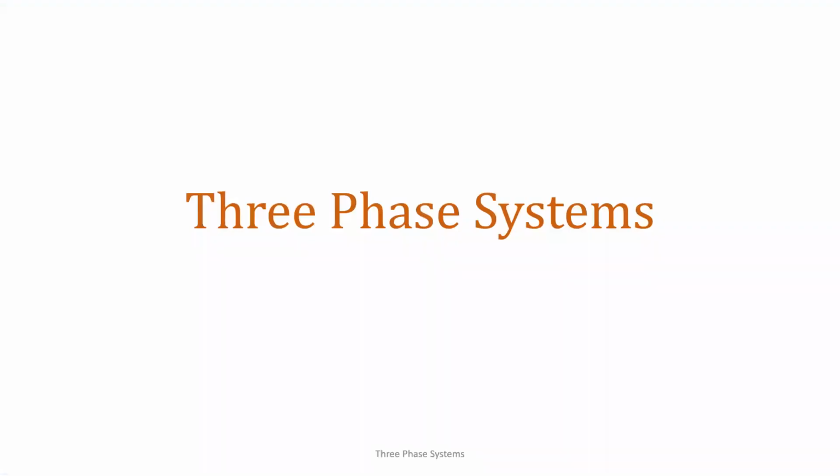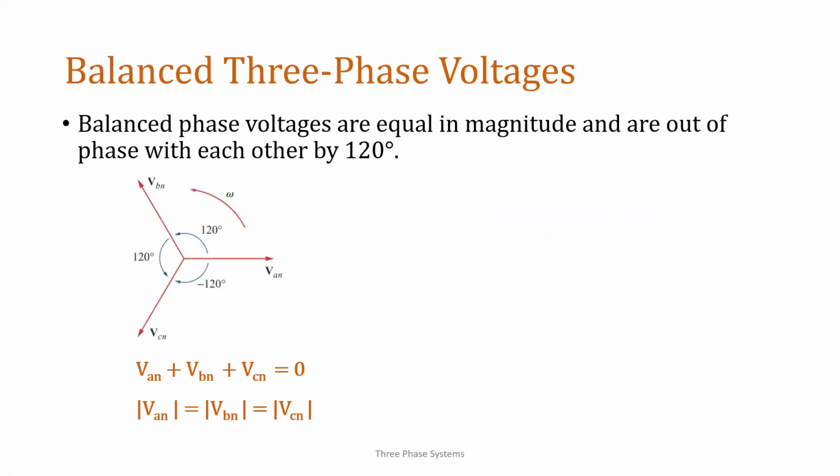A three-phase system is equivalent to three single-phase circuits. So, if the voltage sources have the same amplitude and frequency, and are out of phase with each other by 120 degrees, then they are considered balanced. So we have here V sub AN, V sub BN, V sub CN. These are voltages between lines A, B, and C and the neutral line.